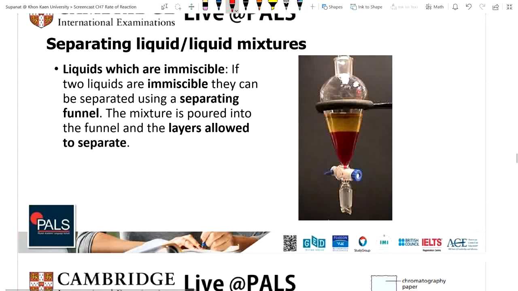All right. Let's talk about separating liquid mixtures whose liquids are immiscible. If two liquids are immiscible, then they can be separated using a separating funnel. It looks like a carrot here. The mixture is poured into the funnel and the layers are allowed to separate. We can separate by the layer.